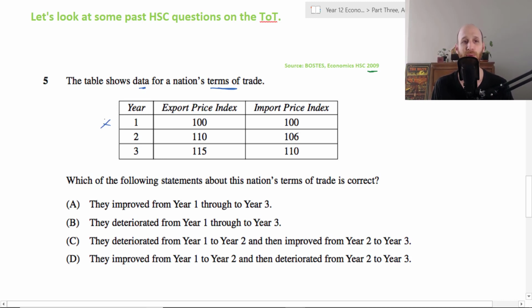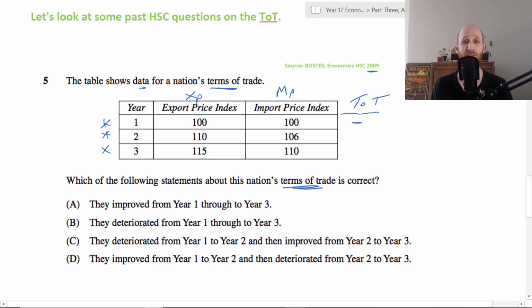So we can see here we've got years and we've got our export price index and our import price index. Nothing too confusing here. So you can see here that this is 100 and this is 100, 110, 106, 115, 110. Fantastic. And then what they do is they give you a series of options. So what I like to do, before I even get into this question, is I'm going to put this terms of trade figure as my fourth column.